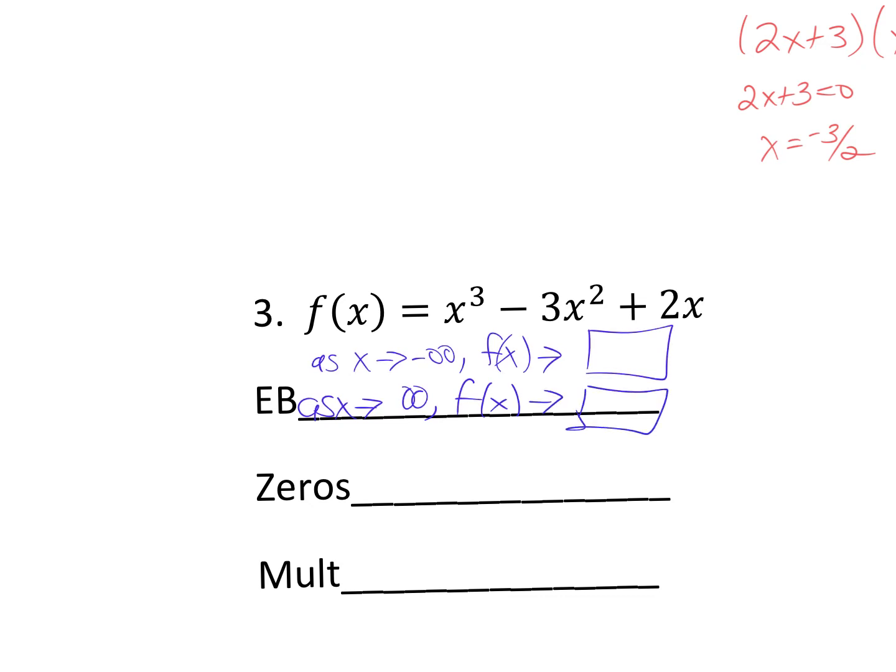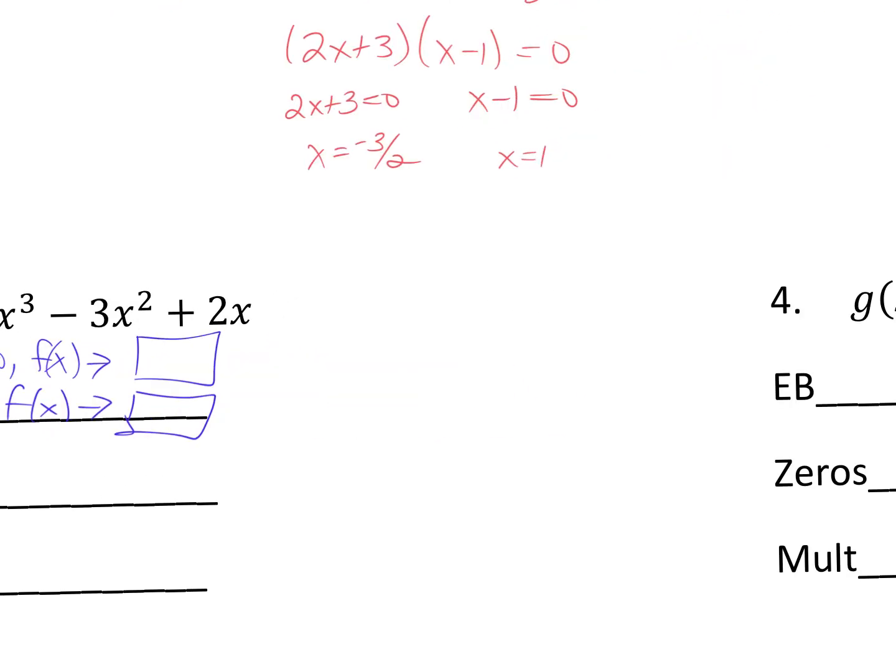But you have to understand what that means. When it says x approaches negative infinity, what side of the graph are they talking about? The left side. When they say as x approaches positive infinity, what side of the graph is positive infinity? The right. Okay, so let's work this problem out. I have x cubed minus 3x squared plus 2x equals 0. Because we got to find the zeros and all that. Let's talk about our end behaviors first.